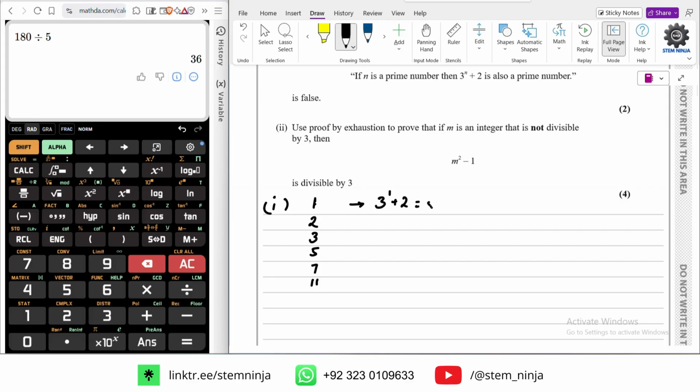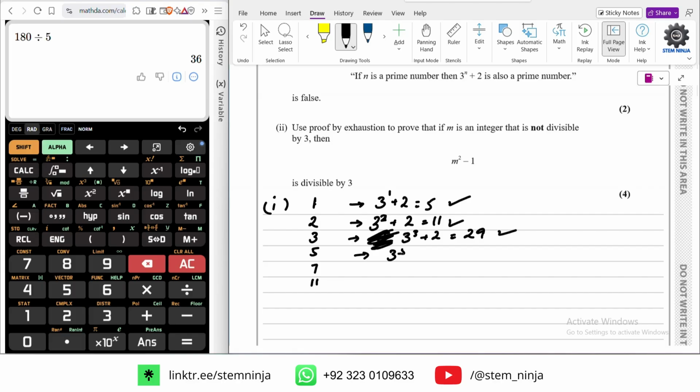So 3 raised to the power 1 plus 2 is 5. This is a prime. Now 3 raised to the power 2, so 9 plus 2, 11. Then 3 raised to the power 3, 27 plus 2, 29. Also a prime number.